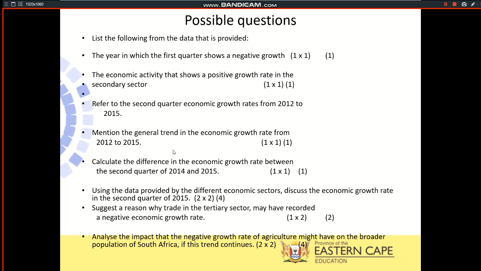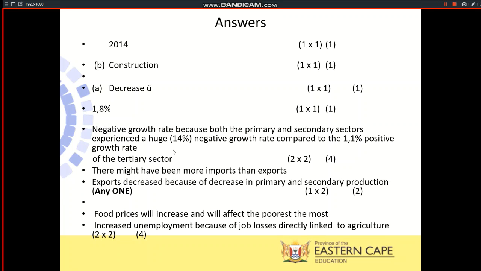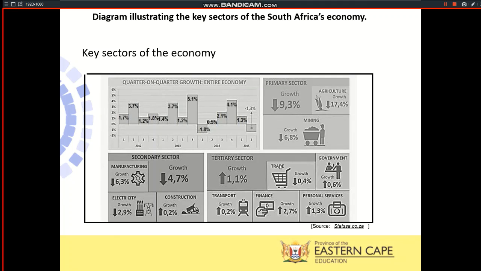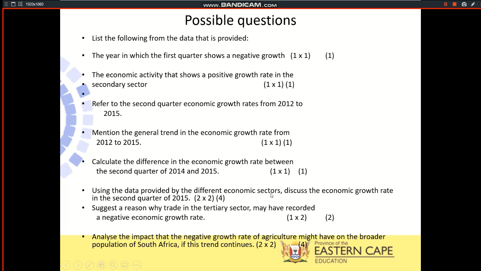The next question says calculate the difference in the economic growth rate between the second quarter of 2014 and 2015. If you calculated it, there might be more imports than exports. Then it says, using the data provided by the different economic sectors, discuss the economic growth rate in the second quarter of 2015. It also says, suggest a reason why trade in the tertiary sector may have been recorded as a negative economic growth rate. Analyze the impact that the negative growth rate of agriculture might have on the broader population of South Africa if this trend continues.